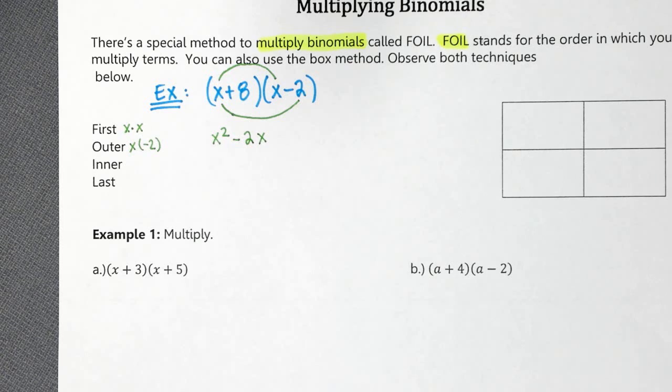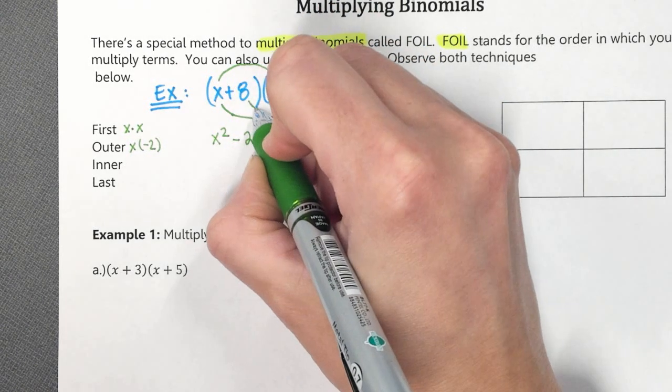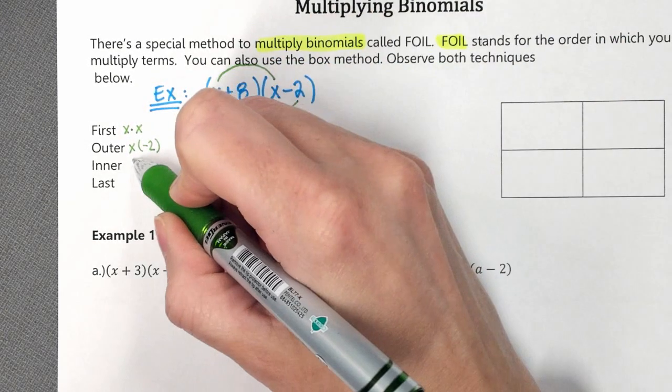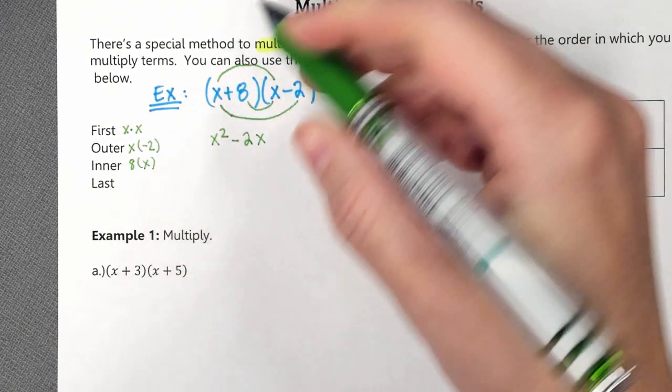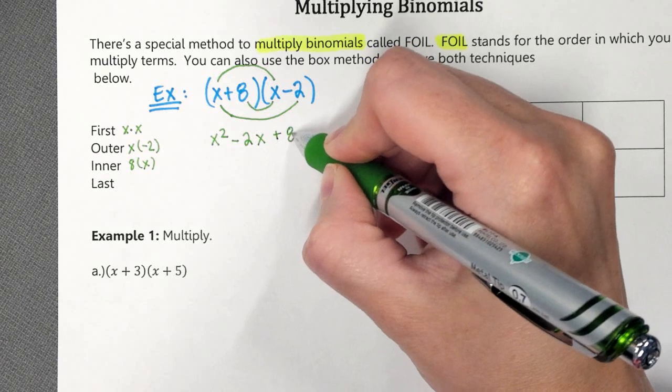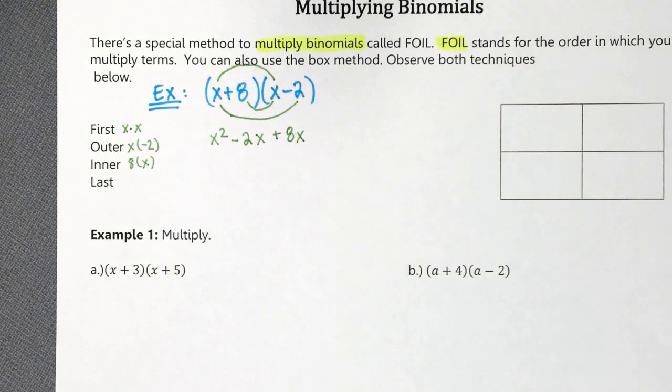And then the next one is the inner. Could you guys see what the inner ones are? Yeah, great. It's the 8 and the x. So 8 times x is just going to be 8x.